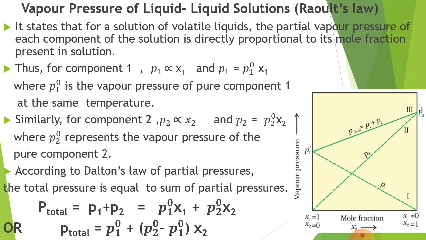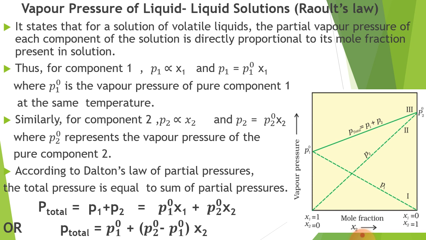If you think about the graph of y equal to mx plus c, and if we draw the graph between the P total and x2, so think about this: y equal to c plus mx. Here y equal to P total and x equal to x2 and m equal to slope, that is P02 minus P01, and P01 is the intercept. So the graph of P total does not pass through the origin.